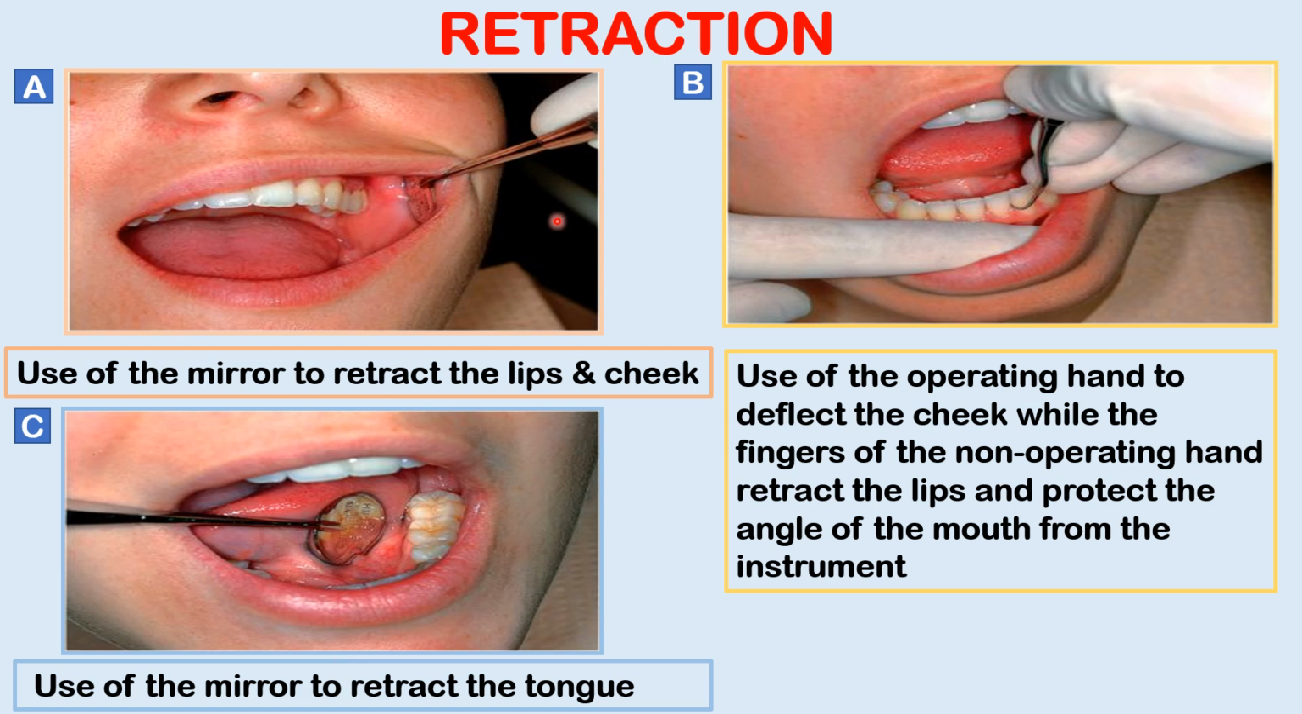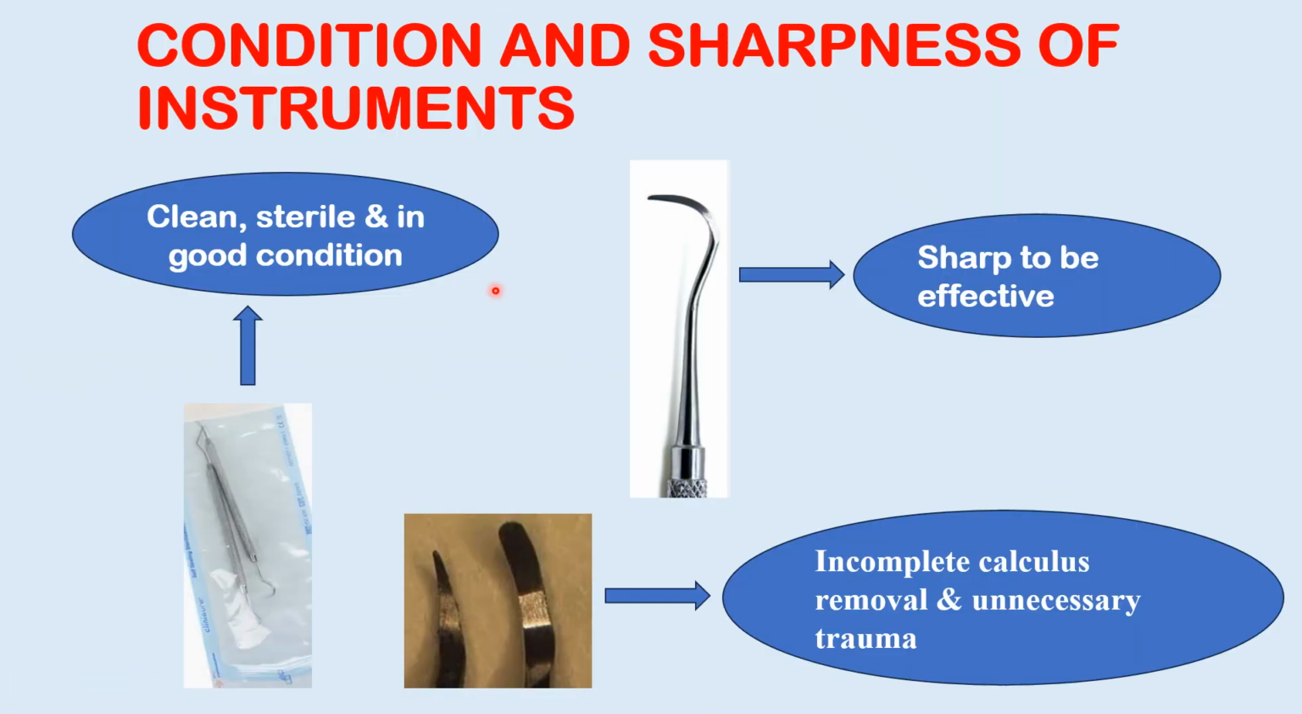Now talking about retraction, it is done to provide visibility, accessibility and illumination. For this, a mouth mirror can be used to retract the lips, cheeks and tongue during the procedure. Also, we can use the operating hand to deflect the cheek, while the fingers of the non-operating hand can be used to retract the lips and protect the angle of the mouth from the instrument.